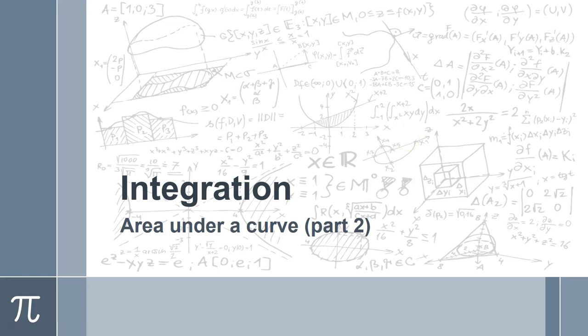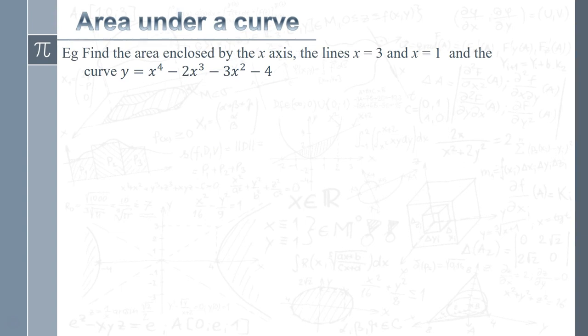So this is the second part of the video on areas under a curve. And in the last section we dealt with the basics. Let's have a look now at an area under a curve. This is under a power 4 curve between the x-axis and the lines x equals 3 and x equals 1. So let's dive straight in.